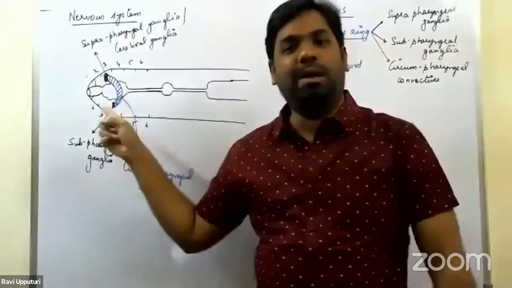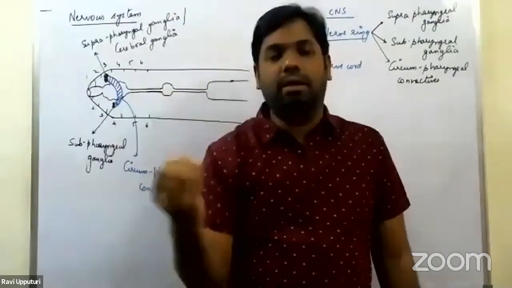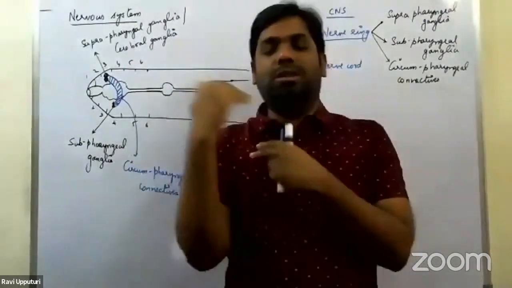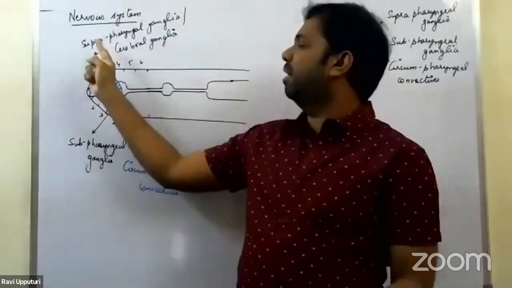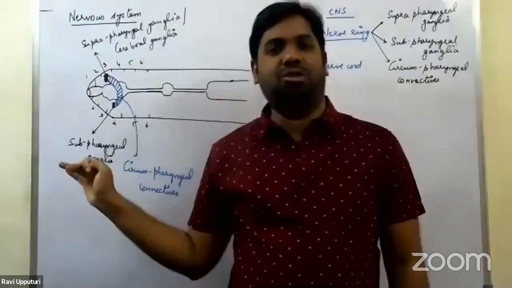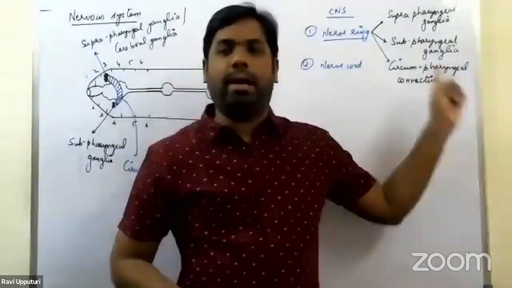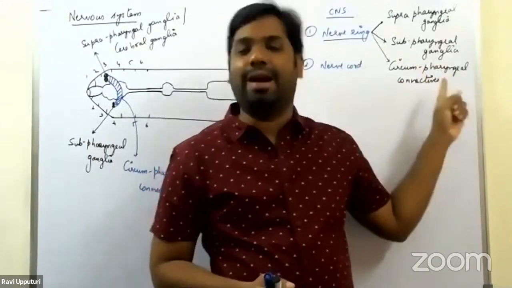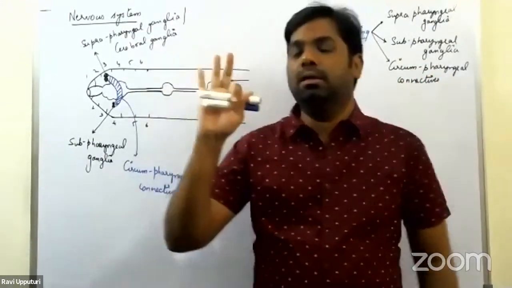So how is this connective being formed? Connectives are nothing but nerves. Right? These nerves connect the suprapharyngeal ganglia with the subpharyngeal ganglia, as a result of which the nerve ring is formed. Right? So the nerve ring is formed by three structures.